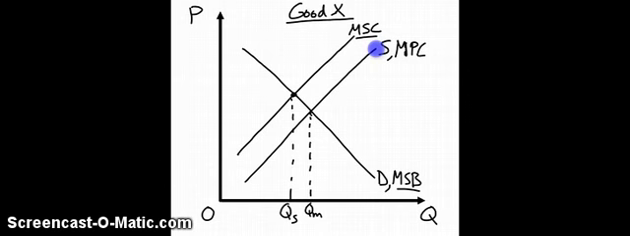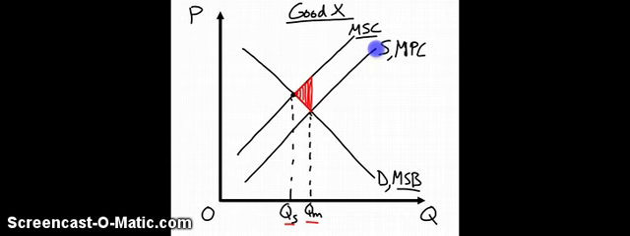And then we need to show the area of deadweight loss. So let me change colors here. We go back to the market quantity and then go straight up to the marginal social cost curve. And that means we have this little triangular area that we shade to represent deadweight loss, the fact that society wants a quantity smaller than what the market will produce.